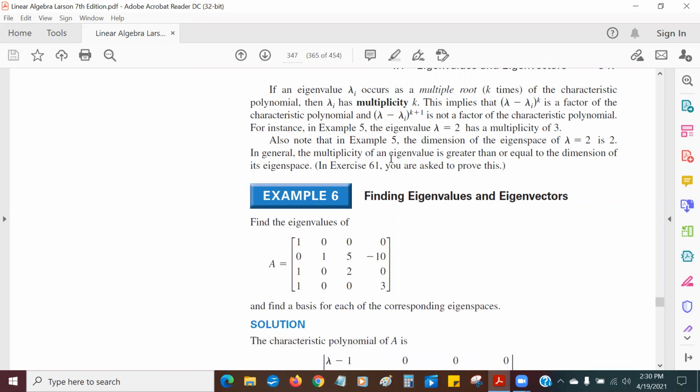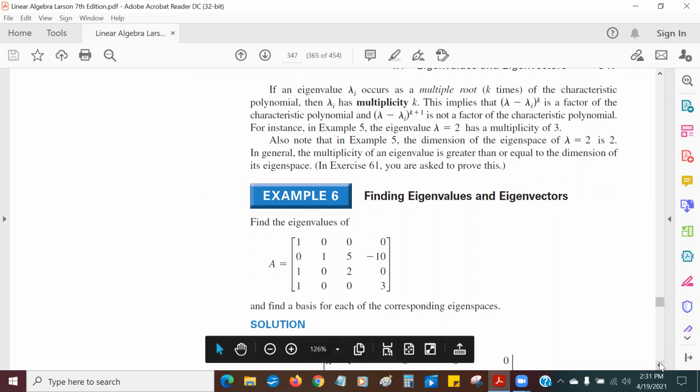Also note that the dimension of the eigenspace is 2. So usually the multiplicity of an eigenvalue is greater than or equal to the dimension of the eigenspace, which is funny because personally I always think of this the other way around: the dimension of the eigenspace is going to be less than or equal to the multiplicity of the eigenvalue, but it's the same thing. We saw that in the previous example, and that's generally how it works.